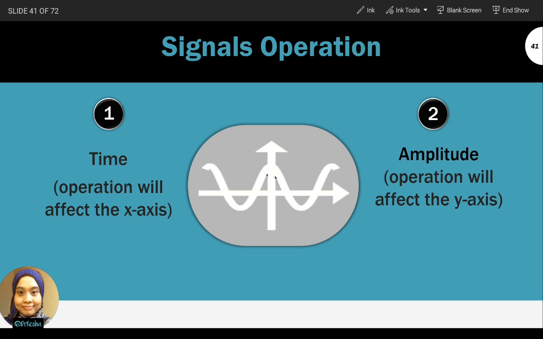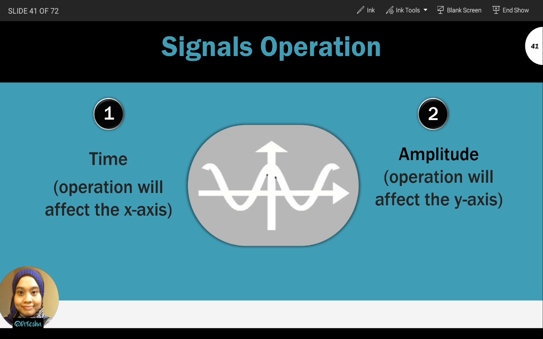If you want to do the operation based on time, the operation will affect the x-axis of the function, and if it is amplitude, the operation will affect the y-axis values. I will explain one by one based on the notes that I have provided in the column.